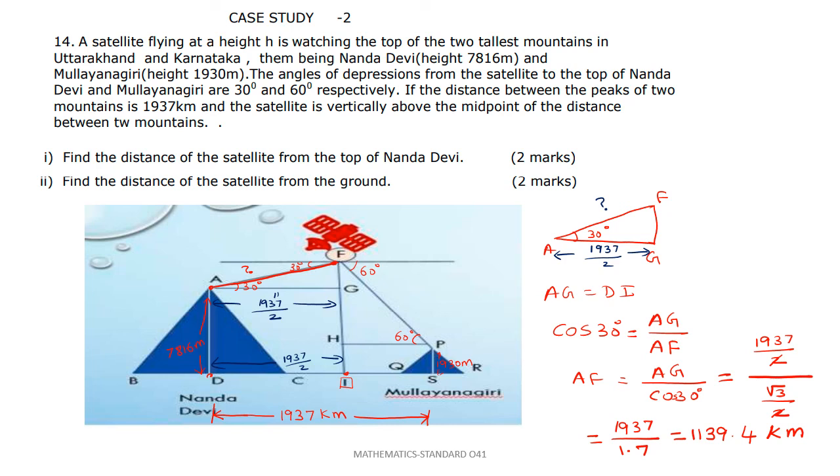So we did the first part. Find the distance of the satellite from the top of Nanda Devi, AF. Now the next part, find the distance of the satellite from the ground. So we need what is IF. So for finding IF, again it is very simple, children. See, we know IG. IG is exactly the height of the Nanda Devi mountain. Then GF we have to find. So again, using the triangle AGF, we can find it very easily. So let me do it in the next page.